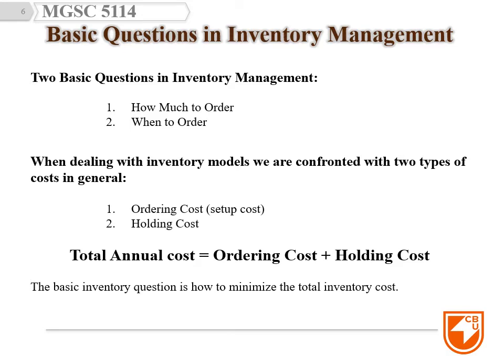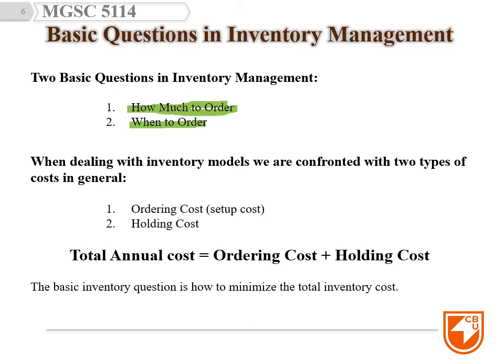After reviewing classifications, we want to start inventory models. As you remember, we have two basic questions in inventory management. The first question is how much to order, so everything in terms of quantity. The answer to this question is a number. And the next question is when to order. The answer to this question is a time or a period which we want to identify in order to order the items. So quantity and time are the units of the first and second questions.